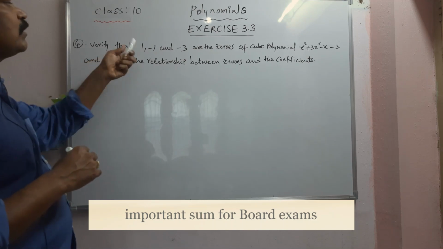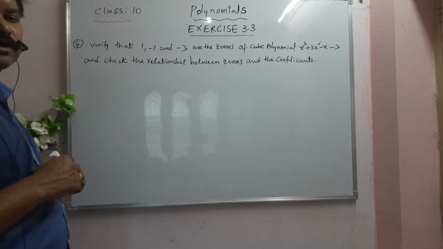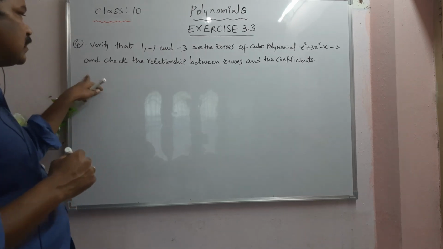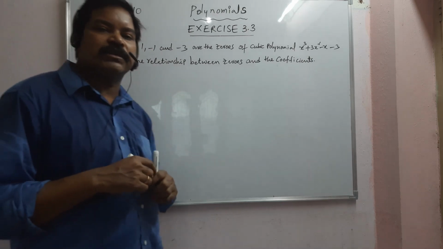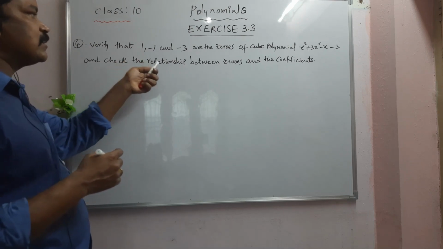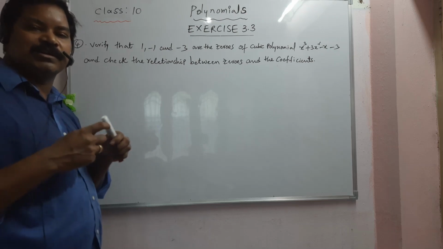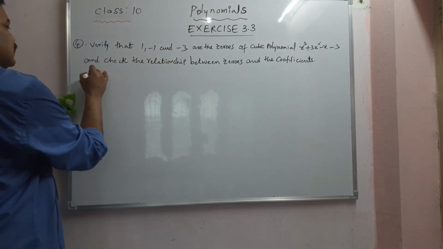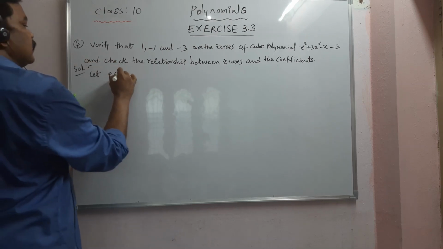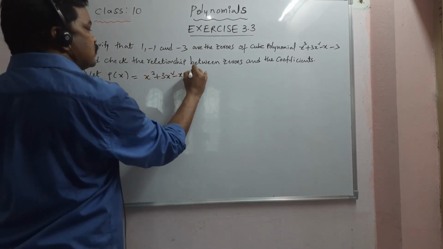Let me read out. Verify that 1, -1, and -3 are the zeros of the cubic polynomial x cube plus 3x square minus x minus 3, and check the relationship between zeros and the coefficients. First, we have to verify that 1, -1, and -3 are the zeros of the given cubic polynomial or not. So let the given polynomial p of x be equal to x cube plus 3x square minus x minus 3.